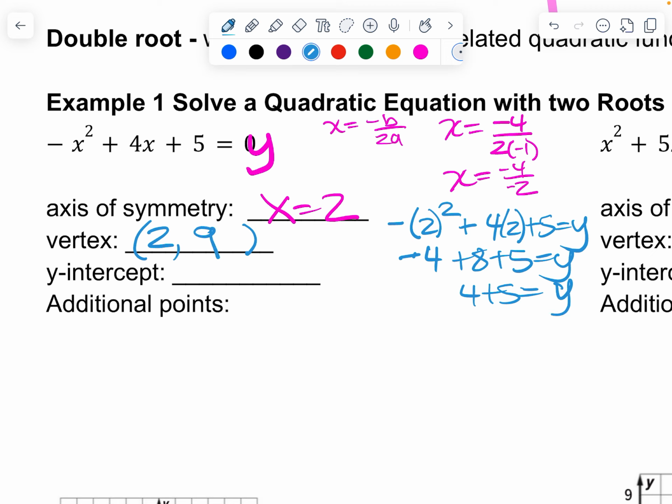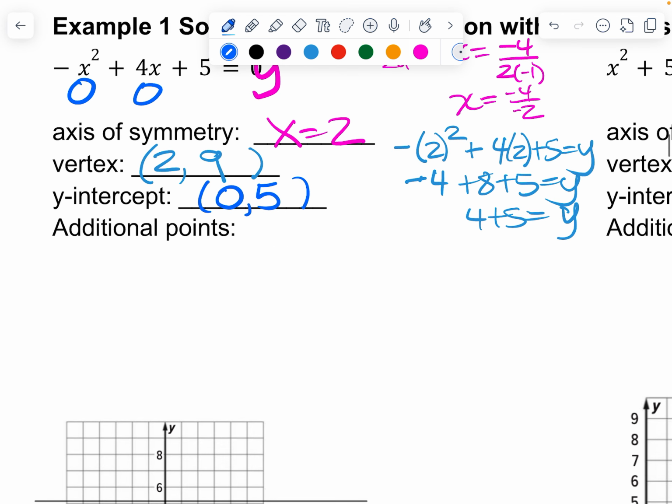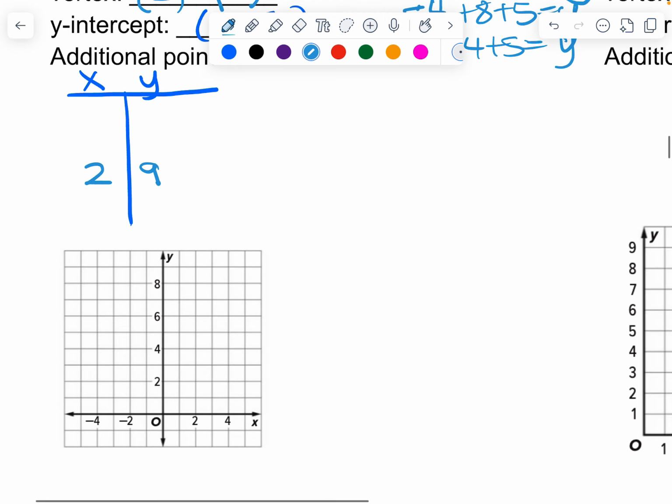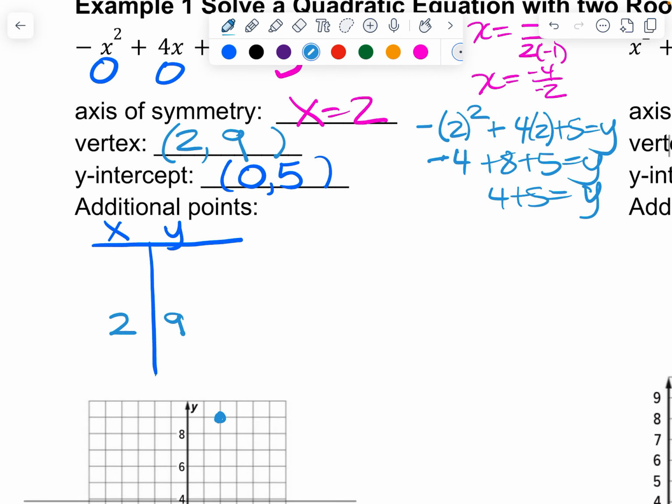Then my y-intercept. Y-intercept means that the x value is 0. If I plug in 0, that's going to get me a 5. So 0, 5. Those are the numbers we have so far for x and y. Our vertex is the middle one, so that's 2, 9. And I can plot 2, 9. That's my vertex point. Then I have my y-intercept, which is 0, 5.